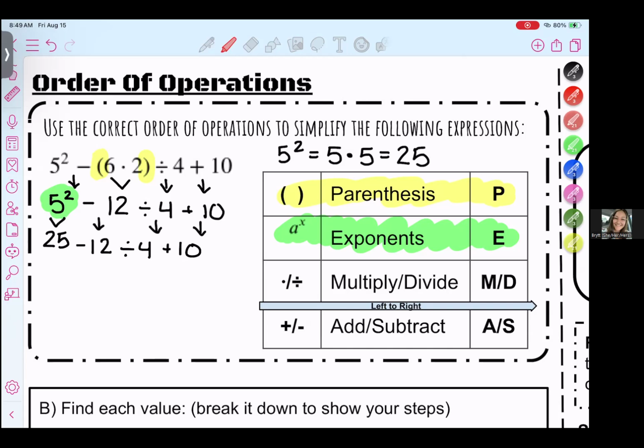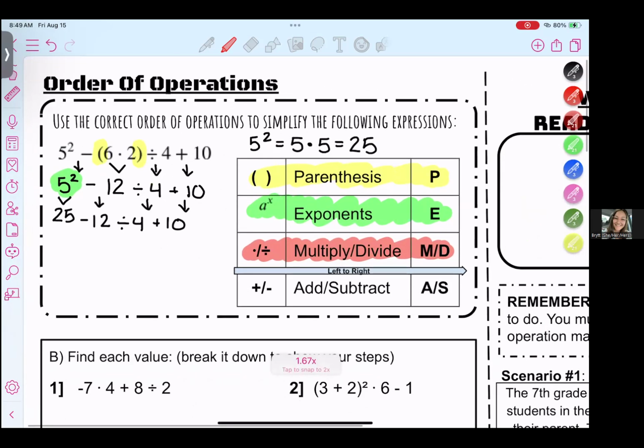My next step over here in PEMDAS is multiply and divide. Now, when I say left to right, I don't mean the way it's written, so you don't always multiply first. When I say left to right, I mean in your equation. So if I'm working in my equation left to right here, what comes first? In this case, I only have division, right? So I'm going to do my division next. 12 divided by 4 is going to give us a 3. And I drop everything else down the way it's written.